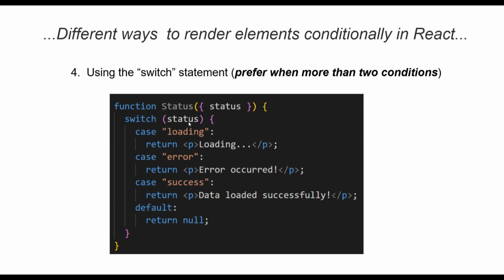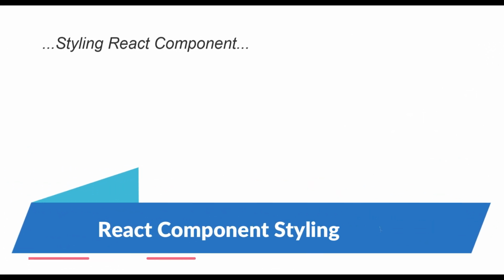If the status of the page is loading, then we want to return this paragraph. But if there's any error, we want to return this one. But if it's success, then we want to return this right here. So it is preferable to use switch when we have more than 2 conditions to be tested, right? But if we have just 1 or 2 conditions, it's better to use the if-else statement, right? So these are some of the ways elements are rendered conditionally in React.